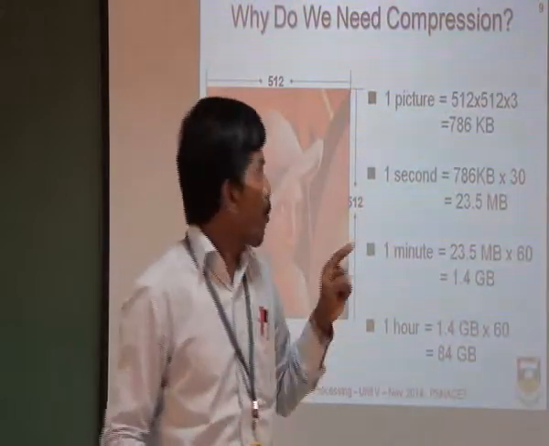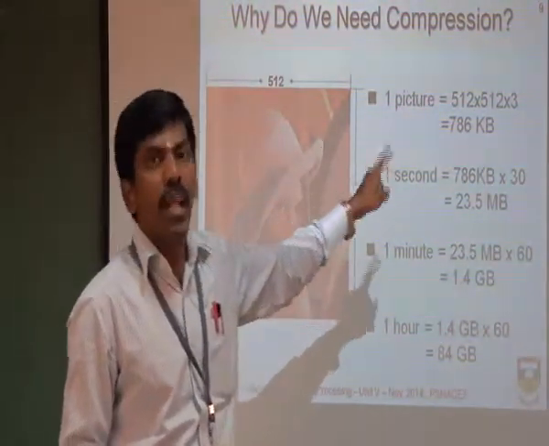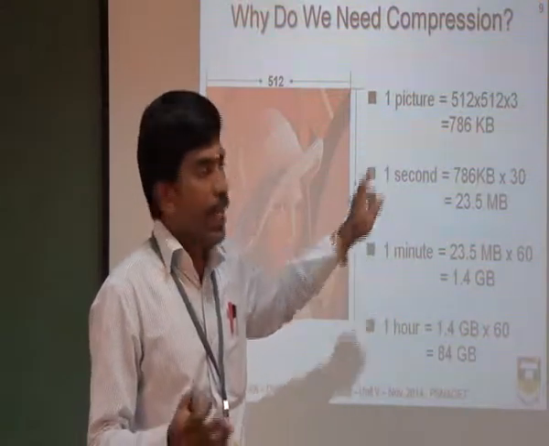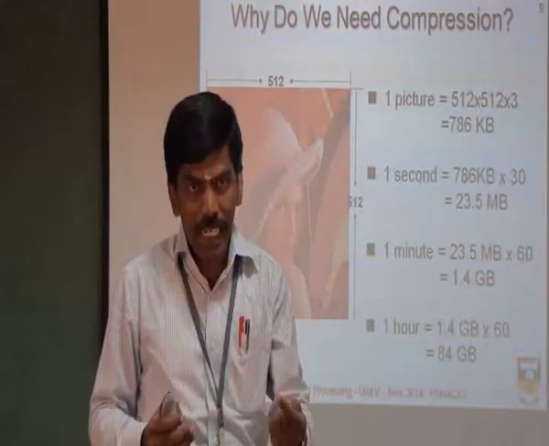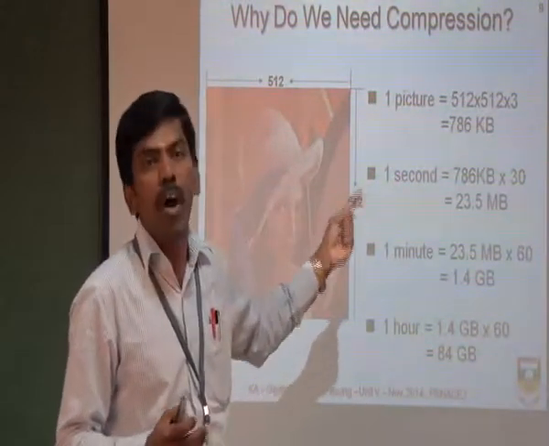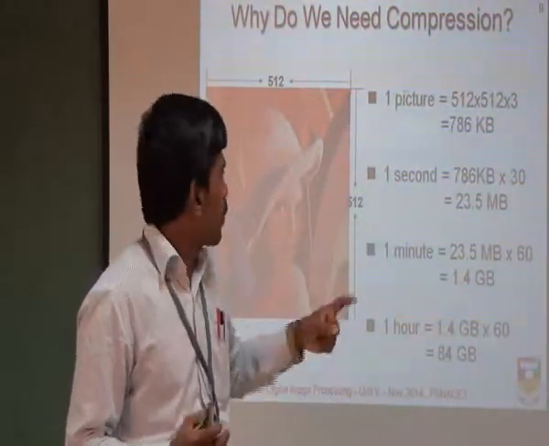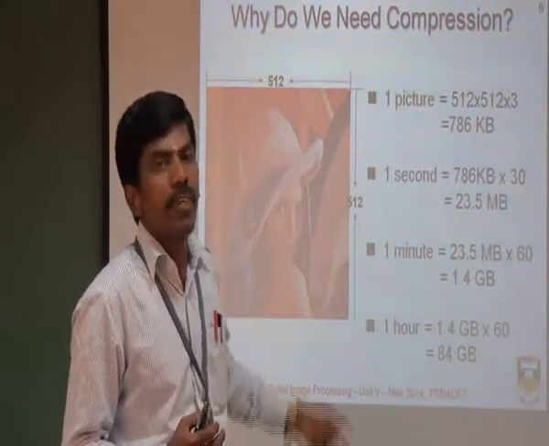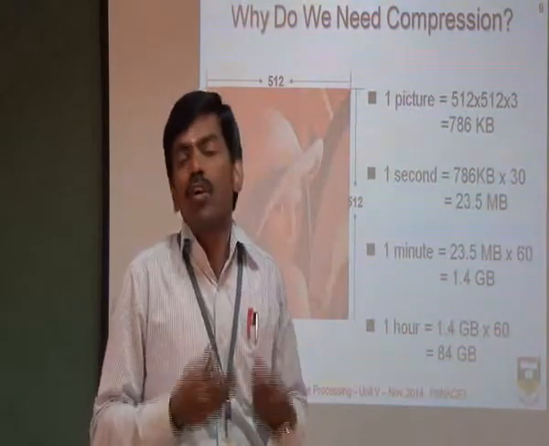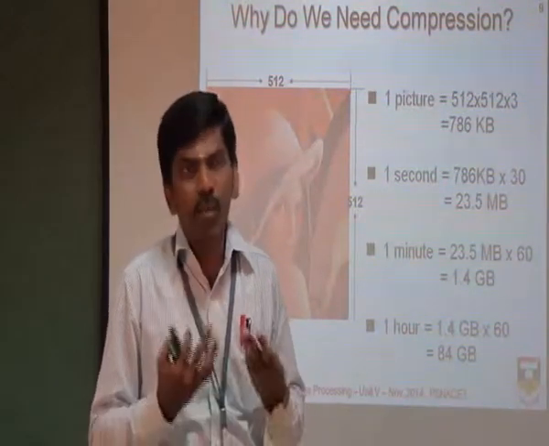So what will happen? If I use one 512 by 512 into 3 color image, it takes a space of 786 KB. If I record the same image for 1 second, it will take 23.5 MB. If we continue for 1 minute, it is 1.4 GB. If we take 1 hour, it will take 84 GB. Nowadays it is not possible to save 84 GB.